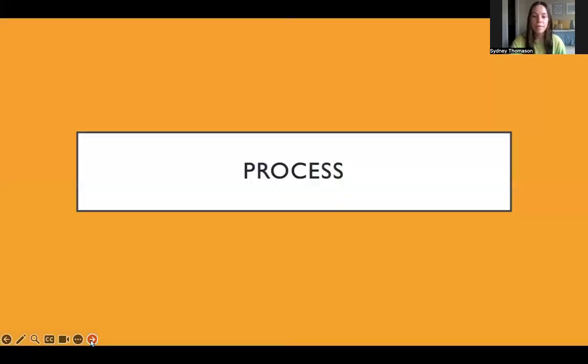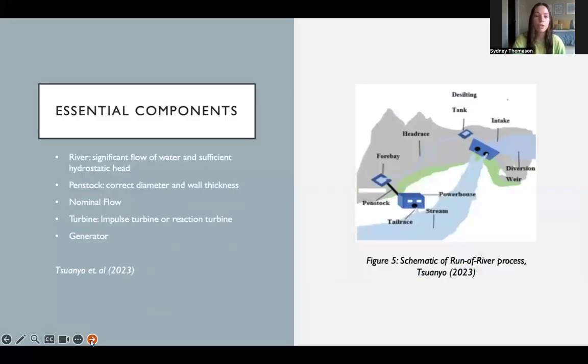There are essential components to a run-of-river hydropower plant. In order for it to operate, there needs to be a significant flow of water within the river, and the river needs to have a significant hydrostatic head. To actually determine the flow of the river, it's ideal that data is taken daily and seasonally to determine if the fluctuation would allow for an efficient plant to be installed.